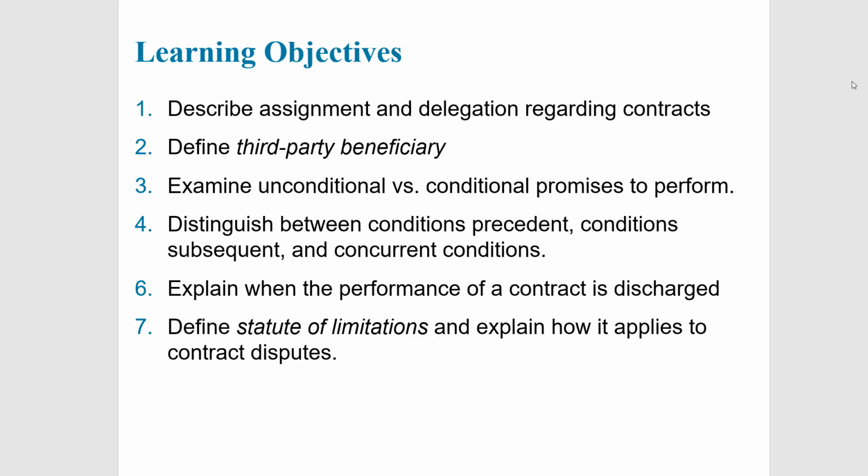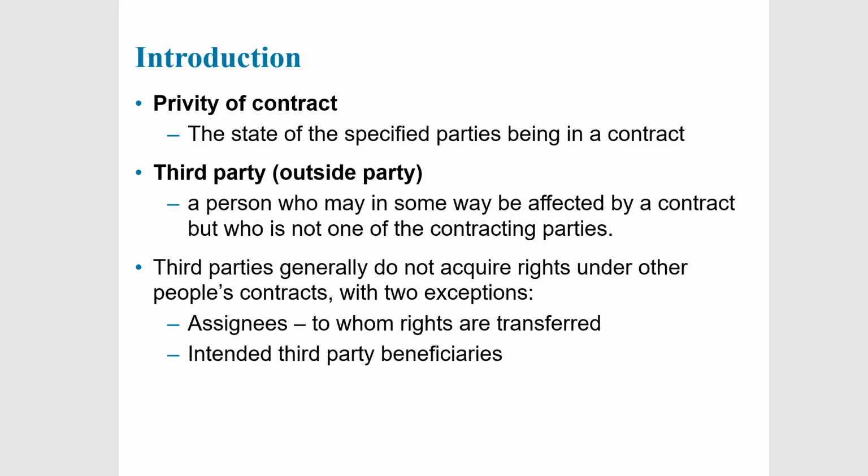We'll define what a third-party beneficiary is. We'll examine unconditional versus conditional promises to perform. We'll distinguish between conditions precedent, conditions subsequent, and concurrent conditions. We'll explain when the performance of a contract is discharged, and we'll define statute of limitations and explain how it applies to contract disputes.